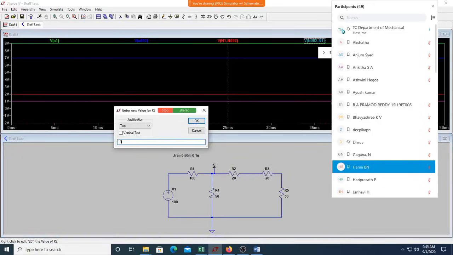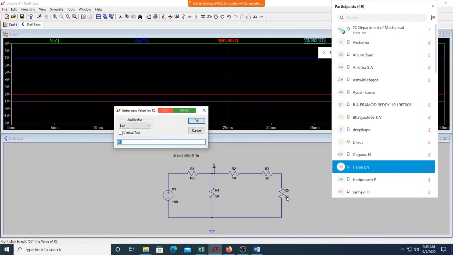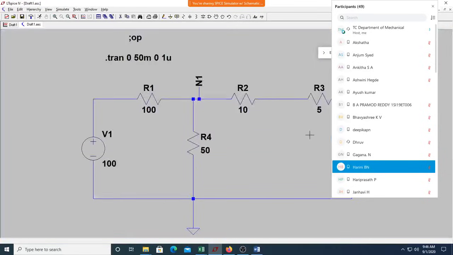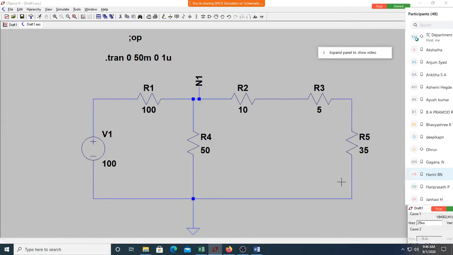All of you note these changes. This is 10. Let me make this also 35. And let me make this 5. Done. Now you verify Kirchhoff voltage law and current law for this particular circuit. I'll make this circuit bold. Done. This is the circuit. Take a screenshot or whatever you want.